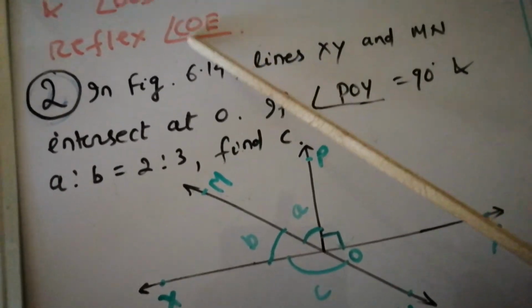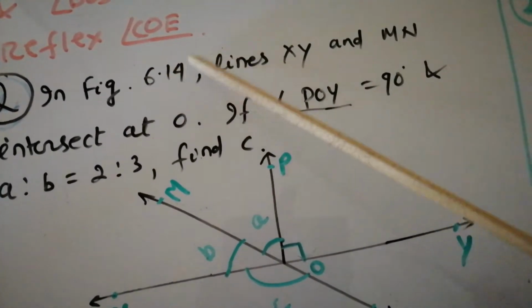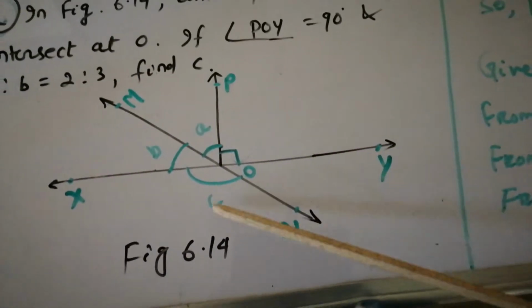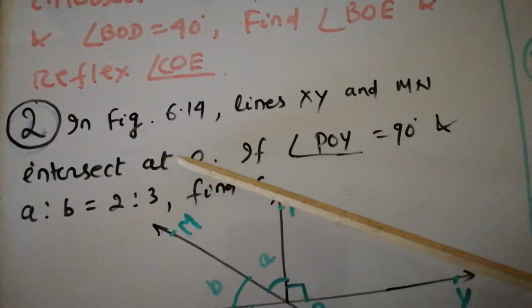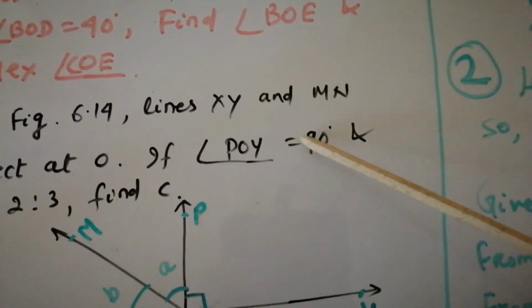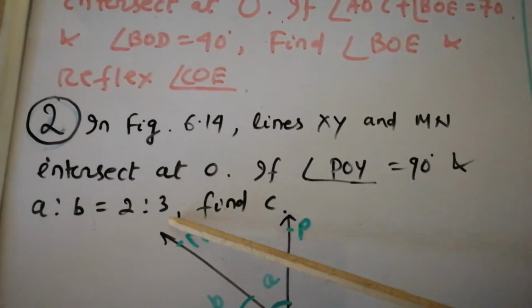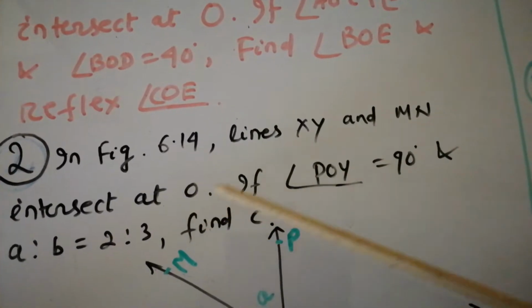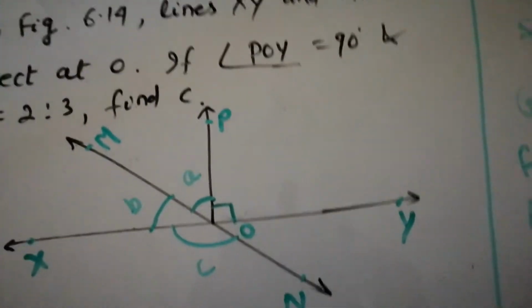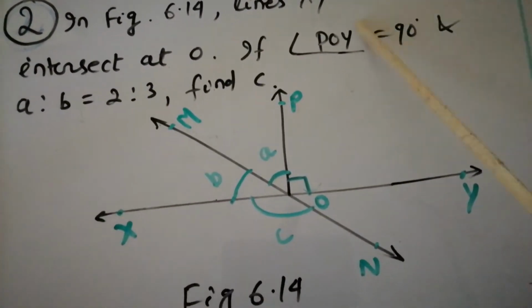The question given here is in figure 6.14. Lines XY and MN intersect at O. If angle POY equals 90 degrees and A is to B equals 2:3, find C. So what is the figure? Let us have a look.